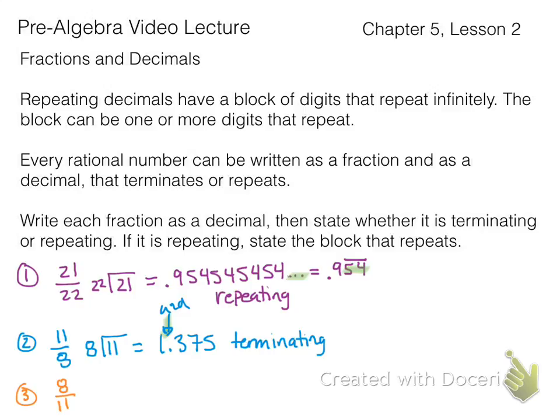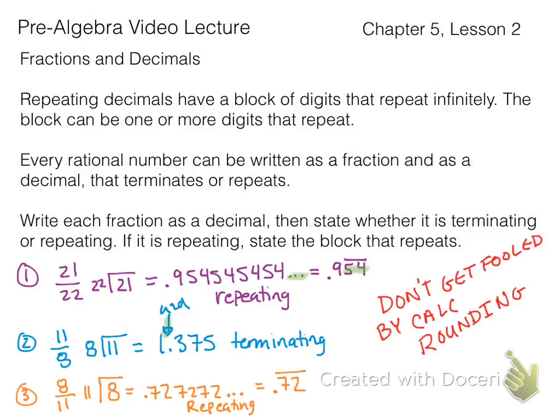So it is terminating because it stops right there. It stops at the 5. It has a remainder of 0. The second fraction, though, 8/11, which is the reciprocal of 11 over 8, if we divide, we're going to get 0.72727272 repeating. Now, that means that the 72 is repeating. That means it gets the bar over it to represent the block.